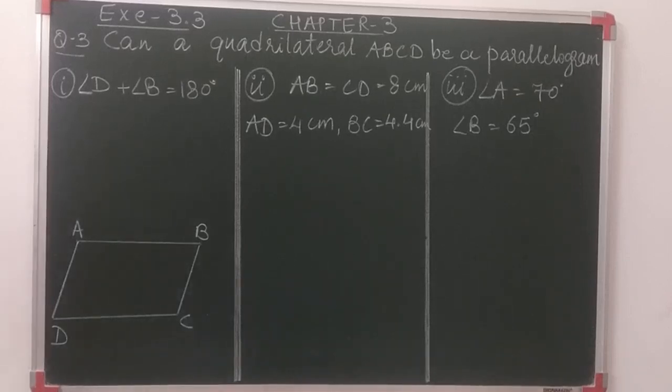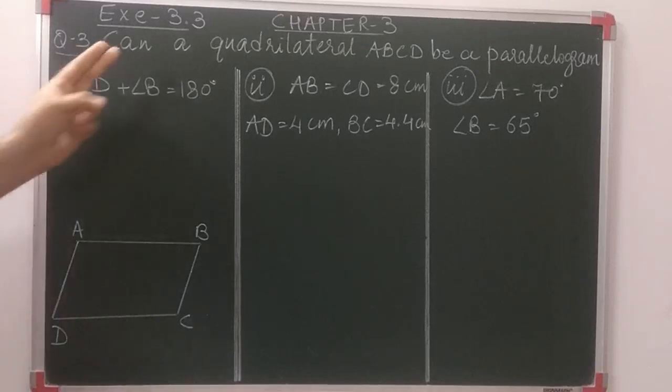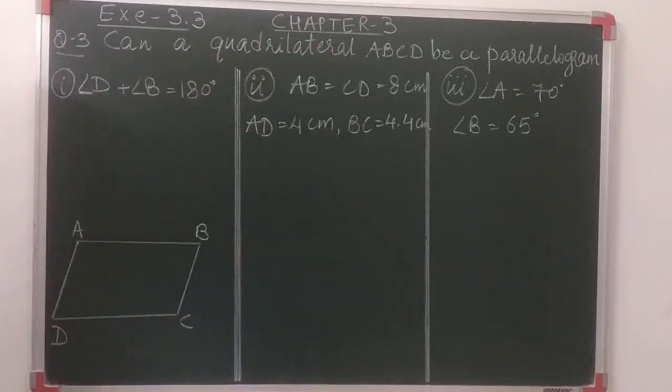Let's continue with question number 3 of this exercise 3.3. The question is, can a quadrilateral ABCD be a parallelogram? So remember students, we should again recall all the characteristics of a parallelogram. Both pairs of opposite sides are equal, adjacent angles are 180, and opposite angles are equal.